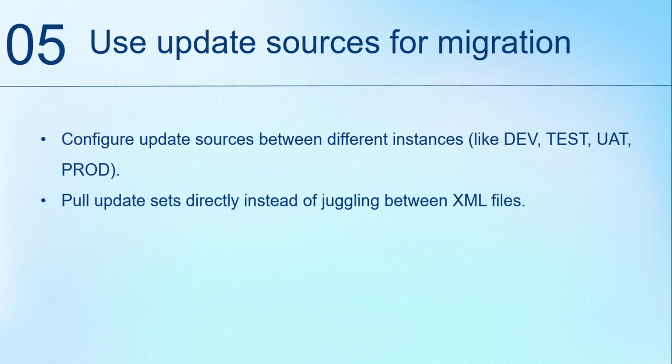The other one is what I think they are expecting. The second possible answer is that we configure the update source, and once it is configured, we can directly pull the complete update sets from the lower instance. Let's say for dev, we have configured an update source in test. In test, we go to the update source where we configured the dev connection credentials, and we just pull all the closed update sets. So we don't have to juggle downloading the XML files.